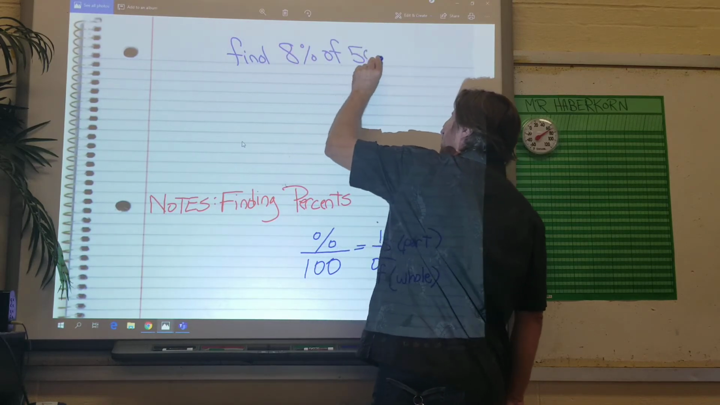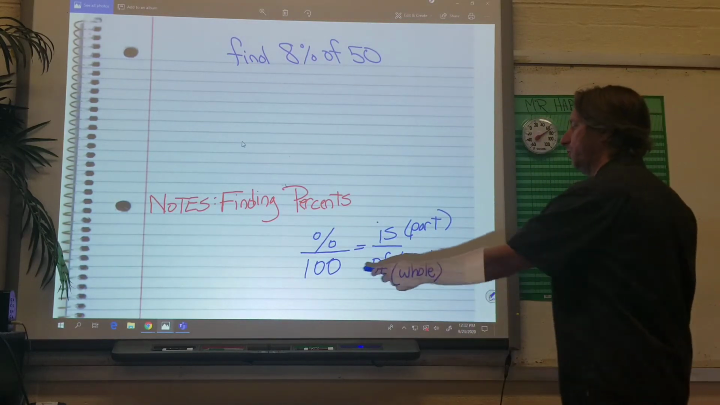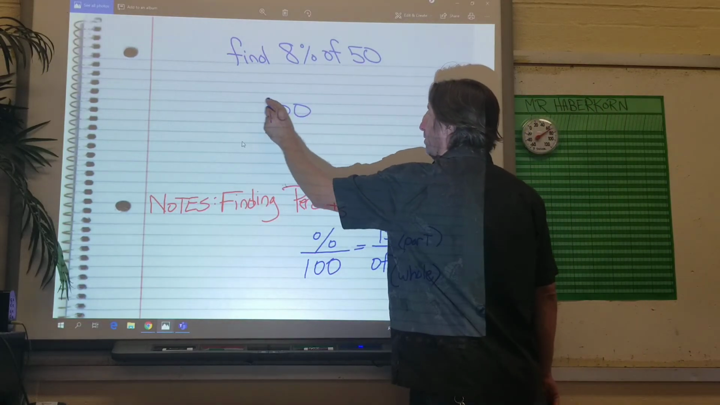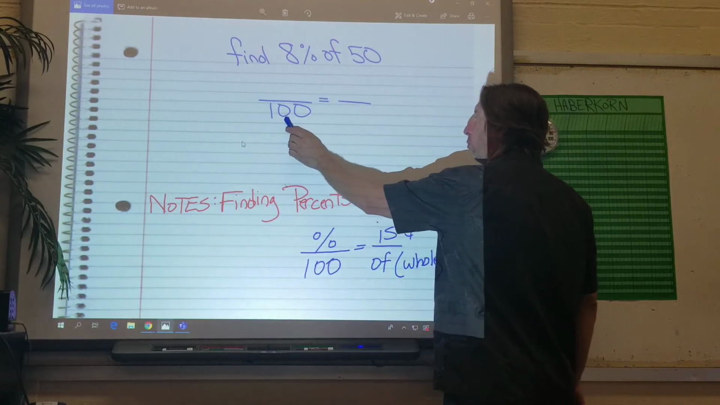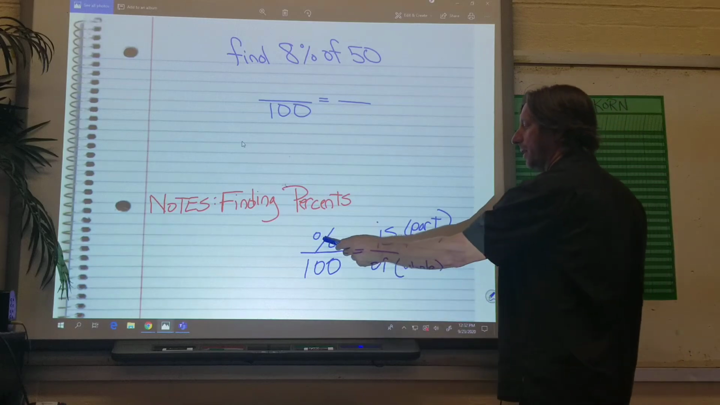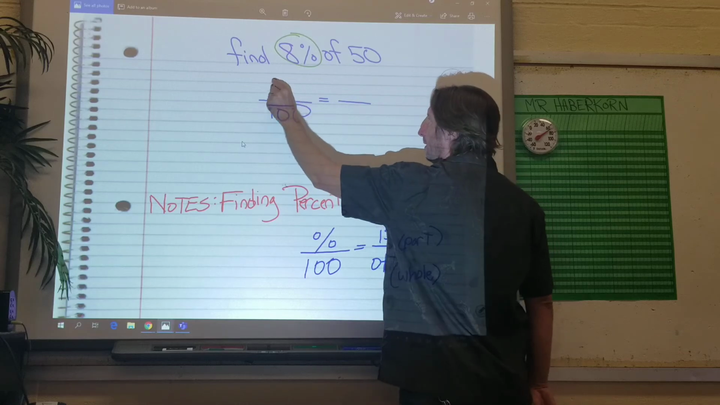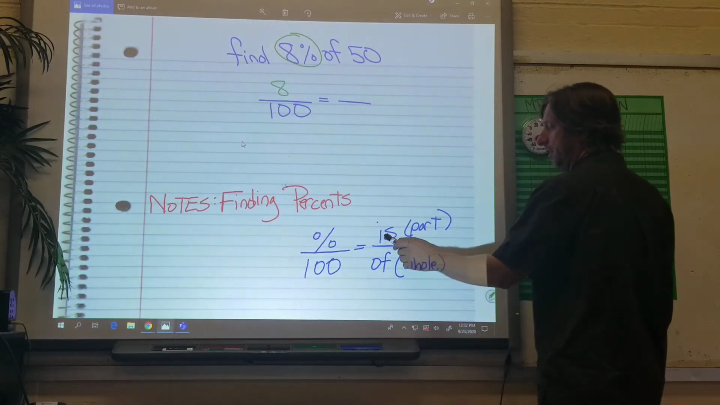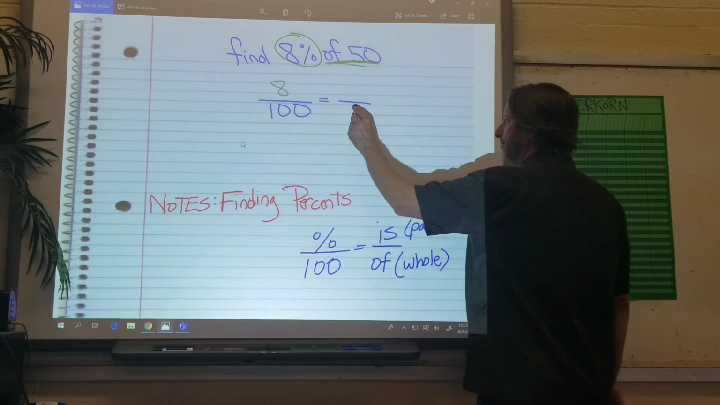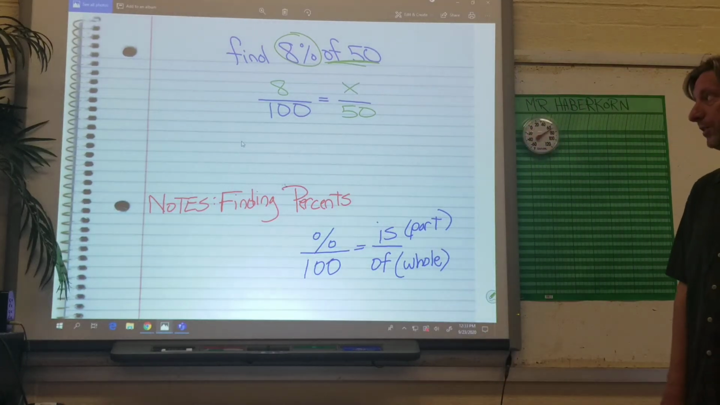Find 8% of 50. Okay, so what are we going to do? We're going to use this down here. Whenever we're finding percents, we're always going to have 100 on the bottom. Very different than unit rates. Unit rates have a 1 on the bottom. Percents have 100 on the bottom. All right, so I'm looking for my percent. I see it right here, 8%, so that goes here. Then it says is over of. And an of 50. There we go.